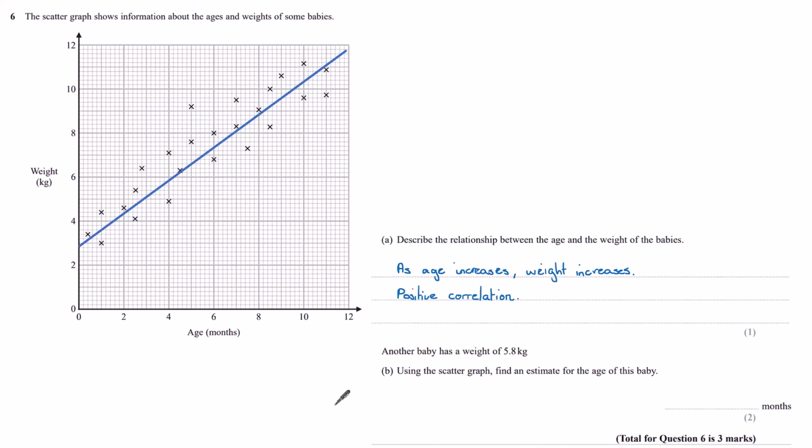And so on my graph, if I want to estimate the age of a baby that is 5.8 kilograms, I'm going to find 5.8 on my y-axis. So in between 4 and 6, in the middle here is 5, which means each of these small squares is worth 0.2 kilograms. And so I need to go up 4 to get to 5.8. I'll draw a horizontal line across from that point to my line of best fit, and then from that point a vertical line down, and then I can read off the x-axis my approximate age, and so for me that is 4 months.